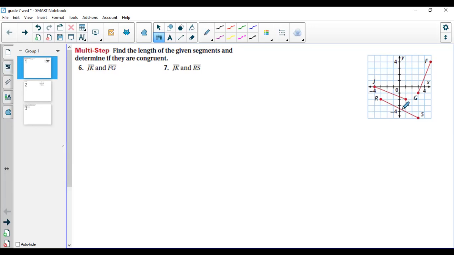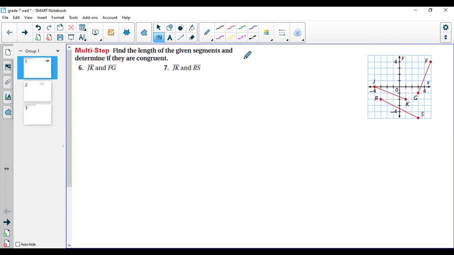So we have to first find the distance and say whether they are of the same distance or not. We have to say if they are congruent or not. But what did I always say? Before you start, write down the coordinates. So we have to find JK and FG coordinates.